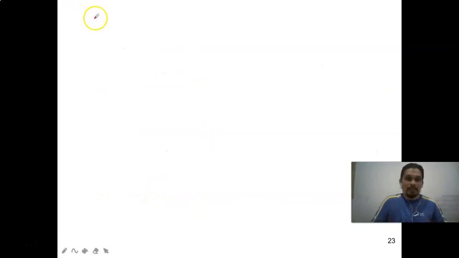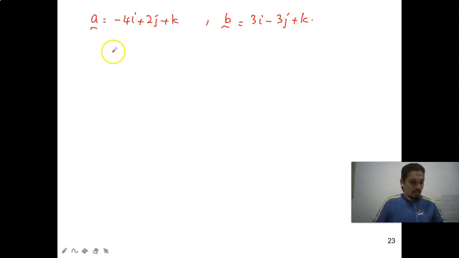Again, rewrite the vectors. Vector A equals negative 4i plus 2j plus k, and the vector B equals 3i minus 3j plus k. So question C is to find the vector A plus B.